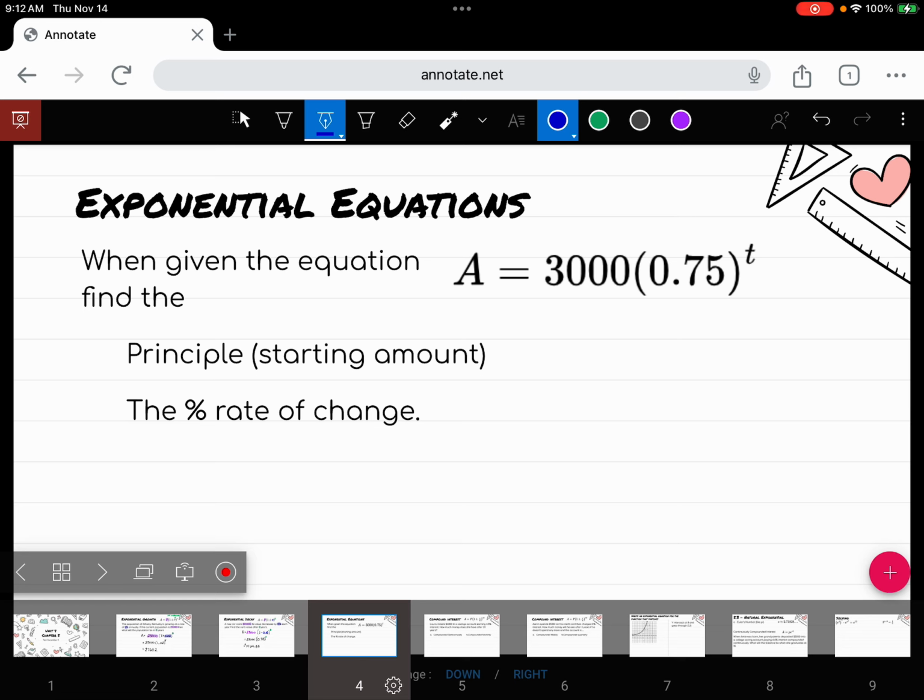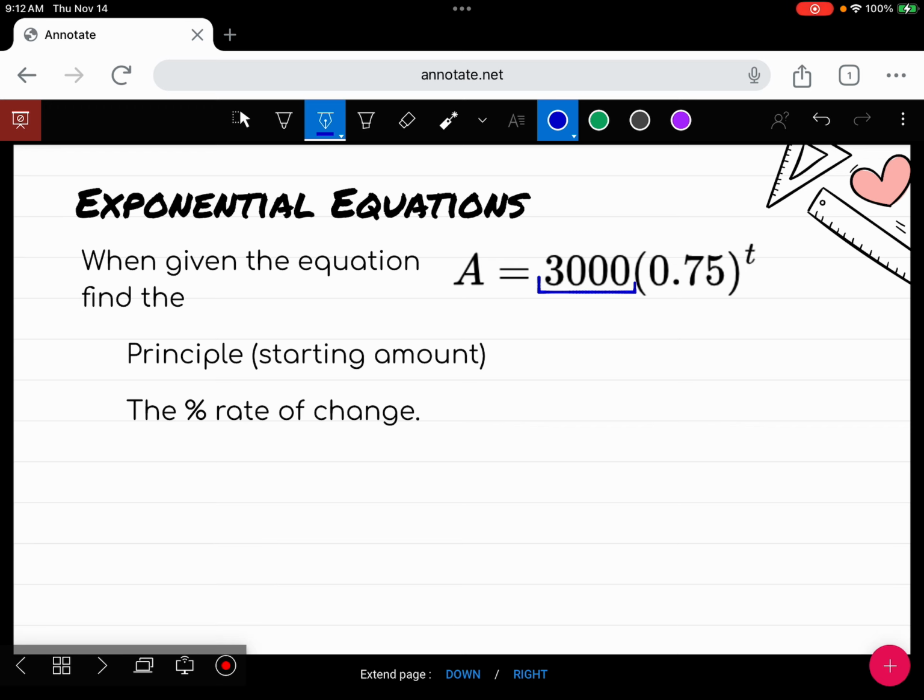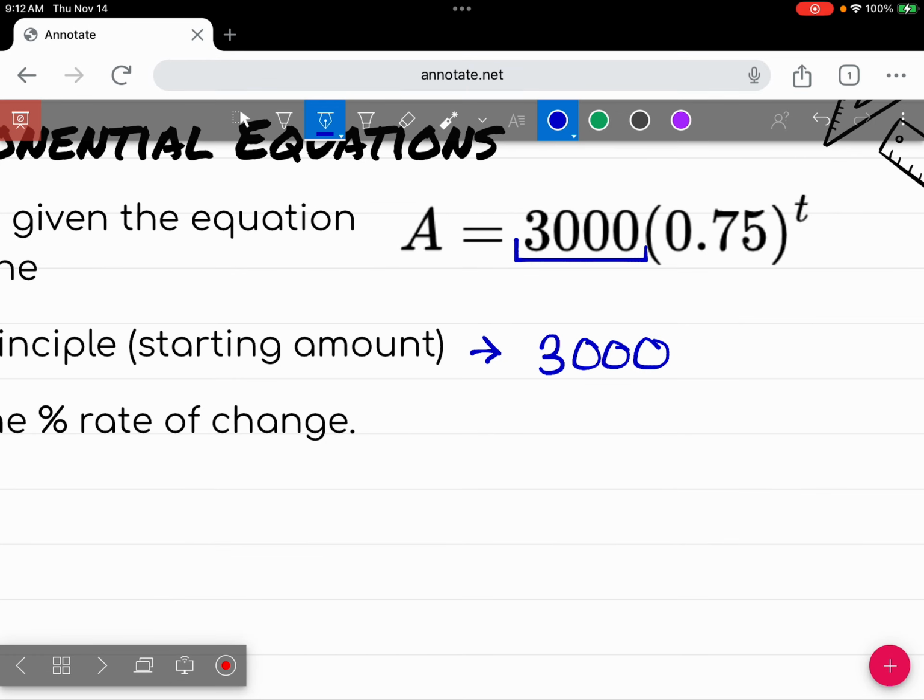So we're taking an equation like the ones we just built and working backwards. 3,000 is what we're starting with. This is our principal, that P, that starting amount. So that's our 3,000. Careful. 0.25. So when we're looking for our rate of change, we've got to remember that this base comes from 1 minus something that equals our 0.75.